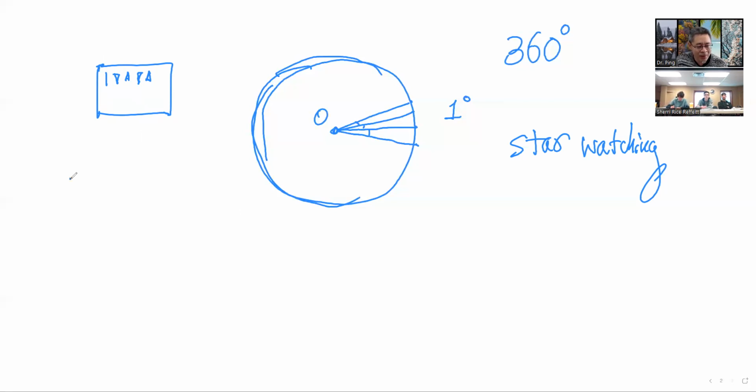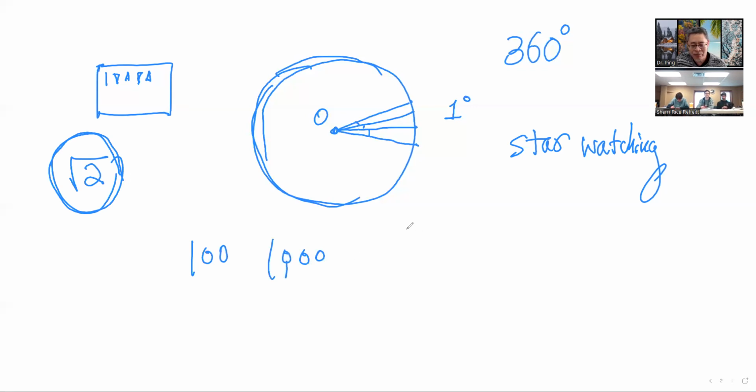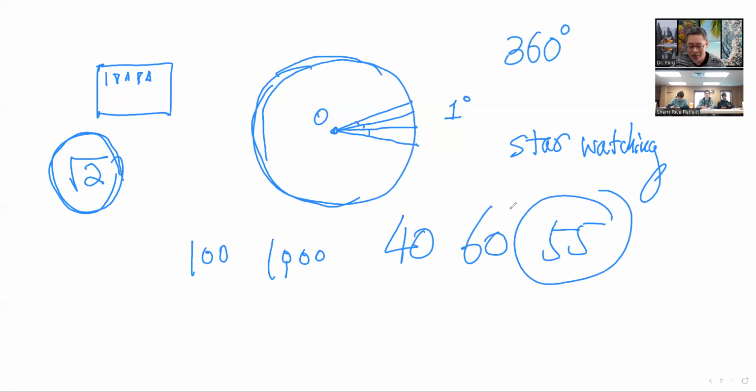One of the clay tablets actually recorded this number: square root of 2. And they realized that that's more than 2,000 years ago. This number is an irrational number, and their number base is quite unusual. Like today, when we talk about 100, 1,000, and even 40 and 60 and 55, we have a base. Remember, what is our base here?